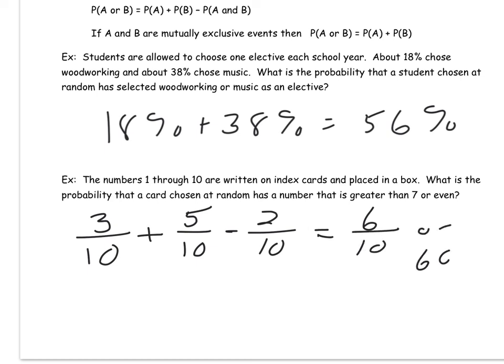or we could say 60% probability. Now, another way of looking at this is thinking, okay, if I want greater than 7 or even, then I could have 2, 4, 6, 8, or 10, or I could have 8, 9, or 10. So I'm really counting 10 and 8 twice. So if we do it again, 2, 4, 6, 8, and 10, and then add the 9, we would get the 6 out of 10.